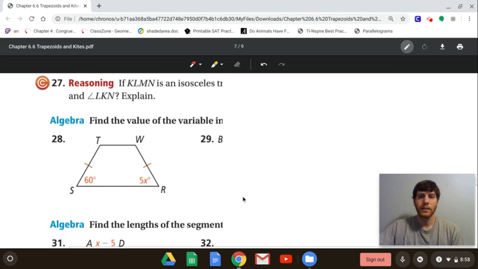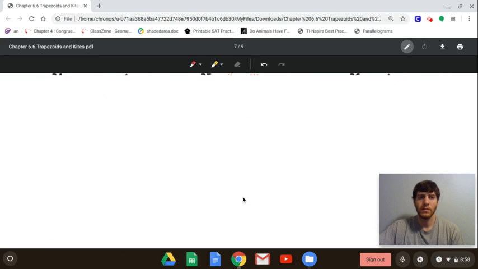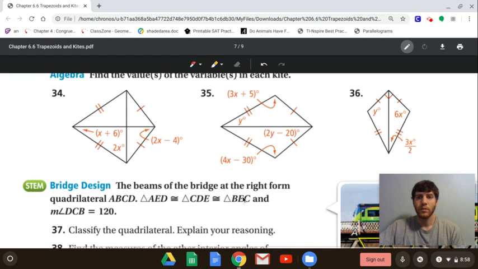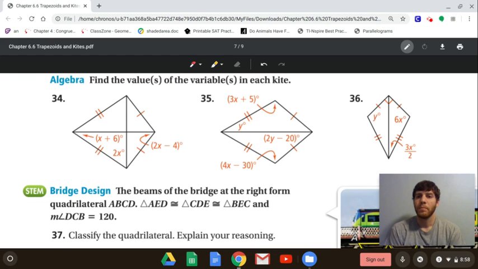Okay, the second set of problems we have is 34 through 36. We need to find the values of x and y if they have a y. So let's start first with 34. So we know that it's a kite because here's one pair of consecutive sides that are congruent. Here's a second pair of consecutive sides that are congruent. So we know it's a kite, and they tell us. So we know diagonals are perpendicular. So the middle angles here are 90, 90, 90, and 90.